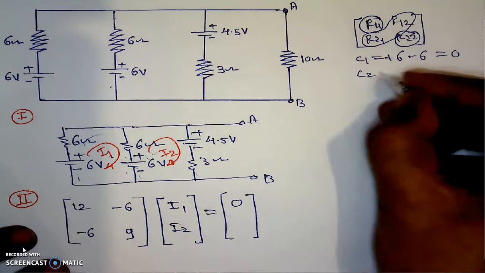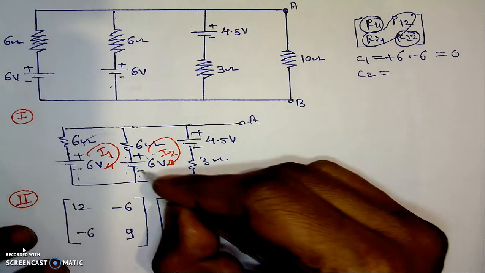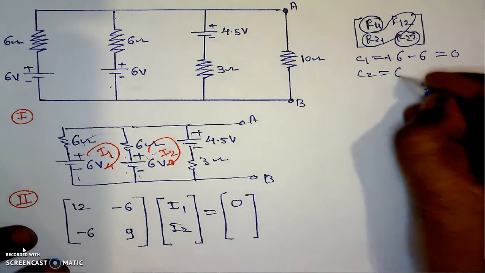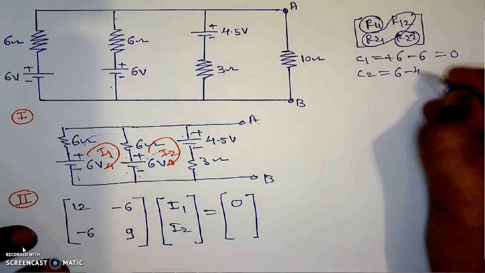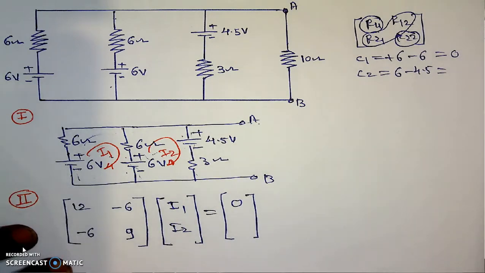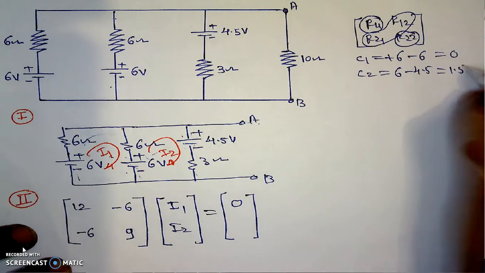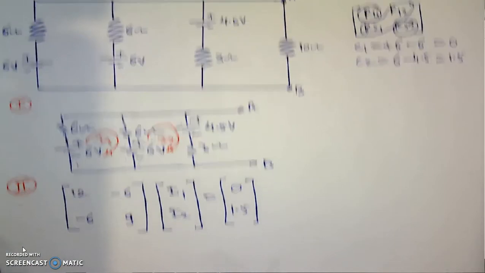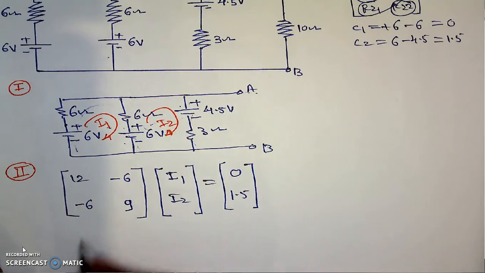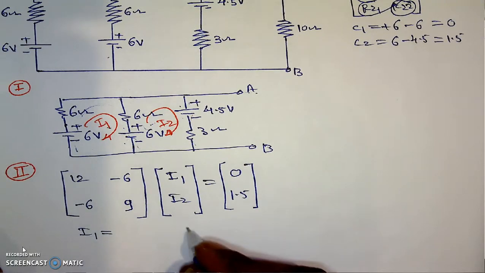Then constant C2. We are traveling with the direction of the current, negative to positive, which is plus 6. Then for loop 2, we are traveling positive to negative, which is minus 4.5. So 6 minus 4.5 is equal to plus 1.5. This constant is 1.5. Now if we know this matrix, we can directly calculate the currents I1 and I2. Here we are interested in current I2.